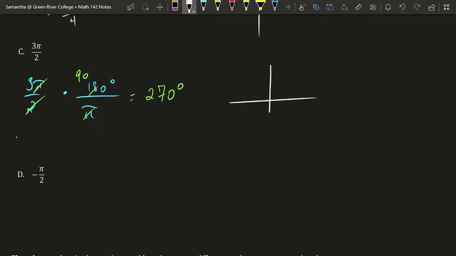So I'm going to go to my xy plane, and I'm going to start facing in the positive x direction, and then I'm going to go 90 degrees counterclockwise 3 times. 90, 90, and then another 90, which gives me 270. So this angle here, this amount of turning, is 270 degrees, and here's the corresponding direction.